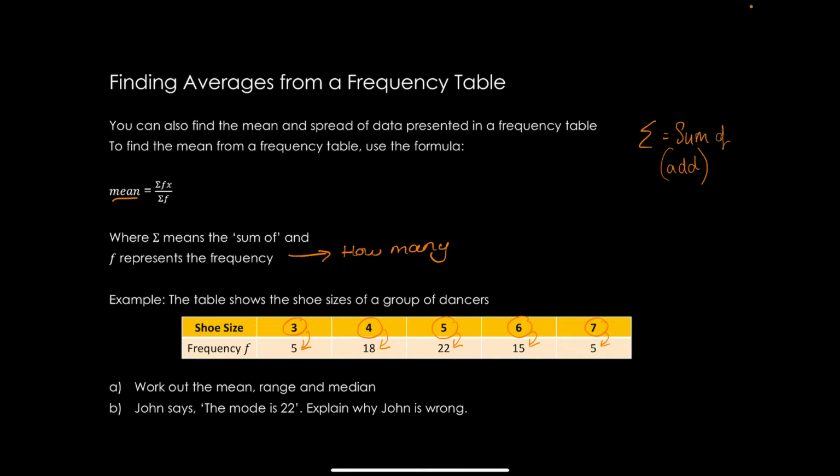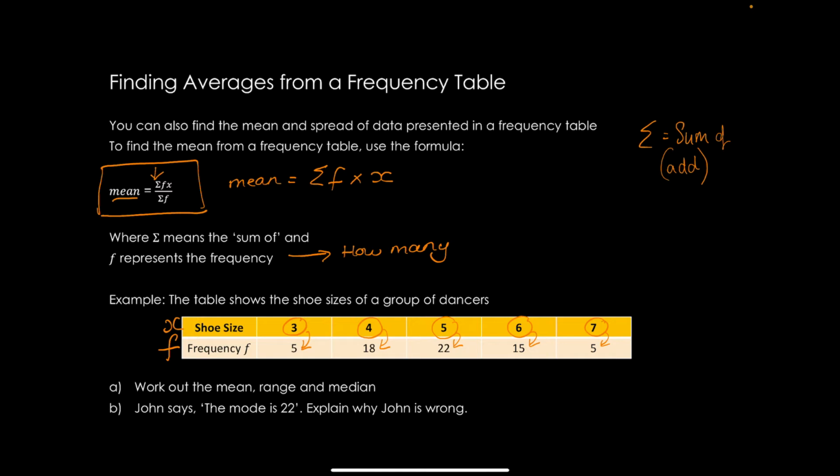When we look at this formula here, the sum of fx means the sum of this column, which we're going to call x because it's the one that's not the frequency. And this one is f because that's the frequency. So mean equals the sum of f times x, because fx is together. We should know from our previous lectures that when letters are together, we multiply.